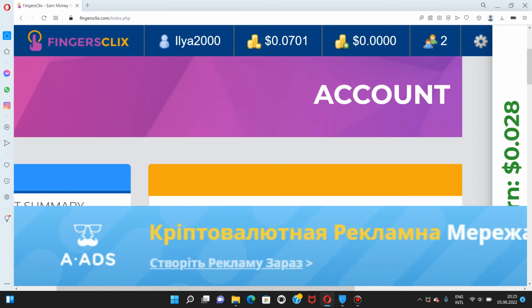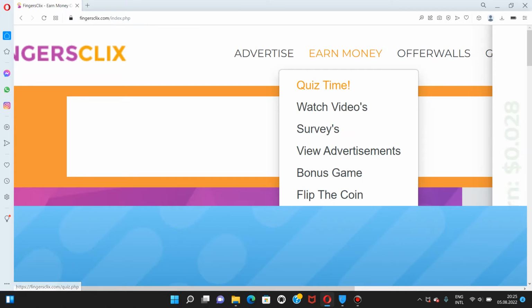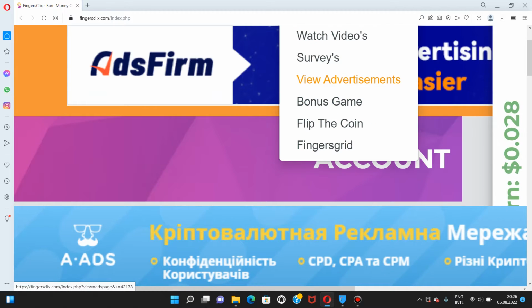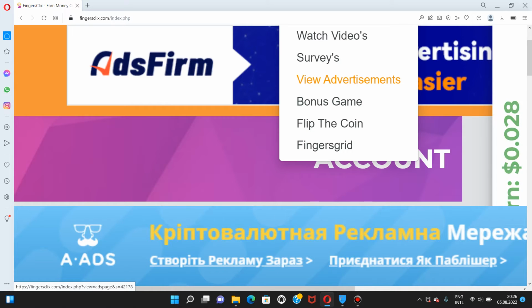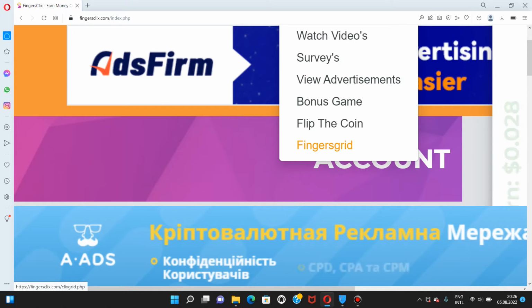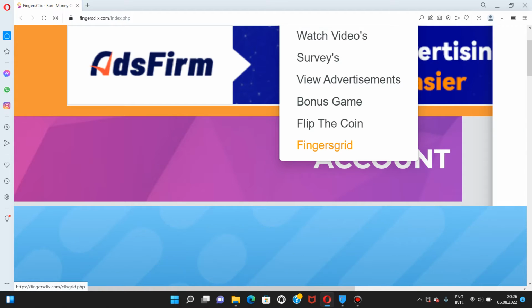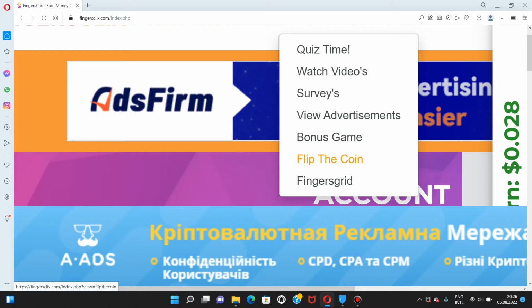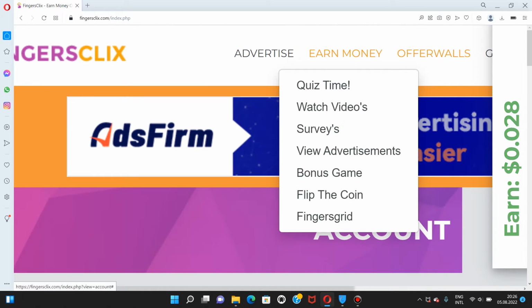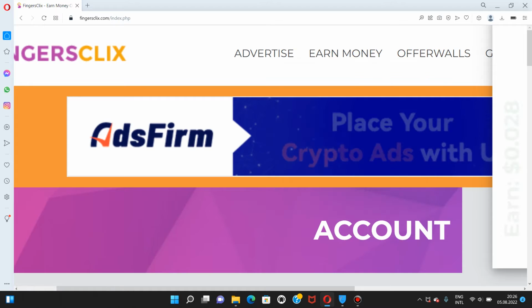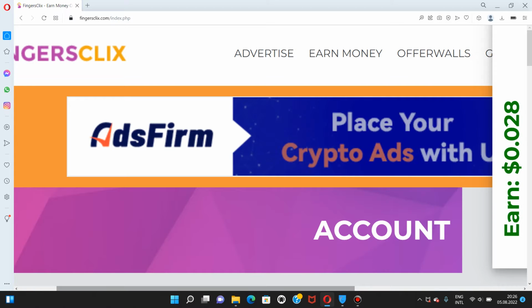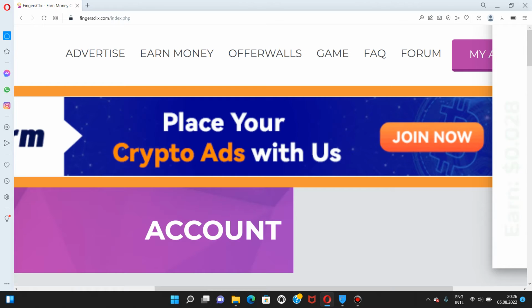Okay, the Earn Money category. We can view advertisements, go there every day and watch all advertisements. Also click on the fingers grid in order to win money. There are also offer walls. Click on different offer walls. You will really get paid with the site, to your Payeer account, from 10 cents. You will really get paid out of it. That's good.